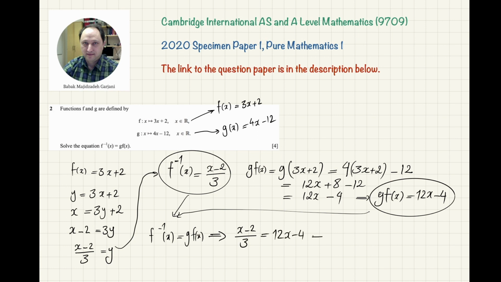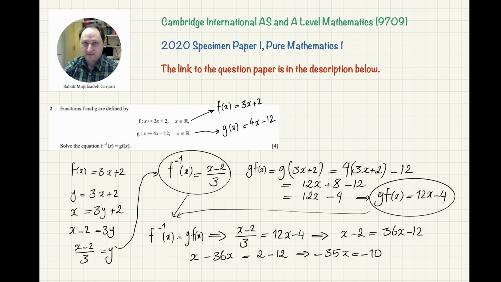To solve this equation, I'm more comfortable multiplying everything by 3 to get rid of the fraction. If I multiply both sides by 3, I get x minus 2 on the left-hand side, and then I get 36x minus 12 on the right-hand side. But I am looking for x, so I move 36 to the left, and it becomes negative 36. I move this 2 to the right, and it becomes positive 2, but I already have negative 12 there. If I simplify that, it becomes minus 35x equals minus 10.